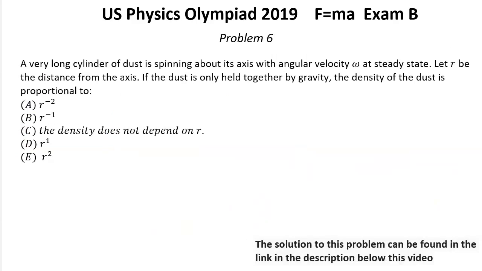Problem number 6. A very long cylinder of dust is spinning about its axis with angular velocity omega at steady state. Let r be the distance from the axis. If the dust is only held together by gravity, the density of the dust is proportional to which one?